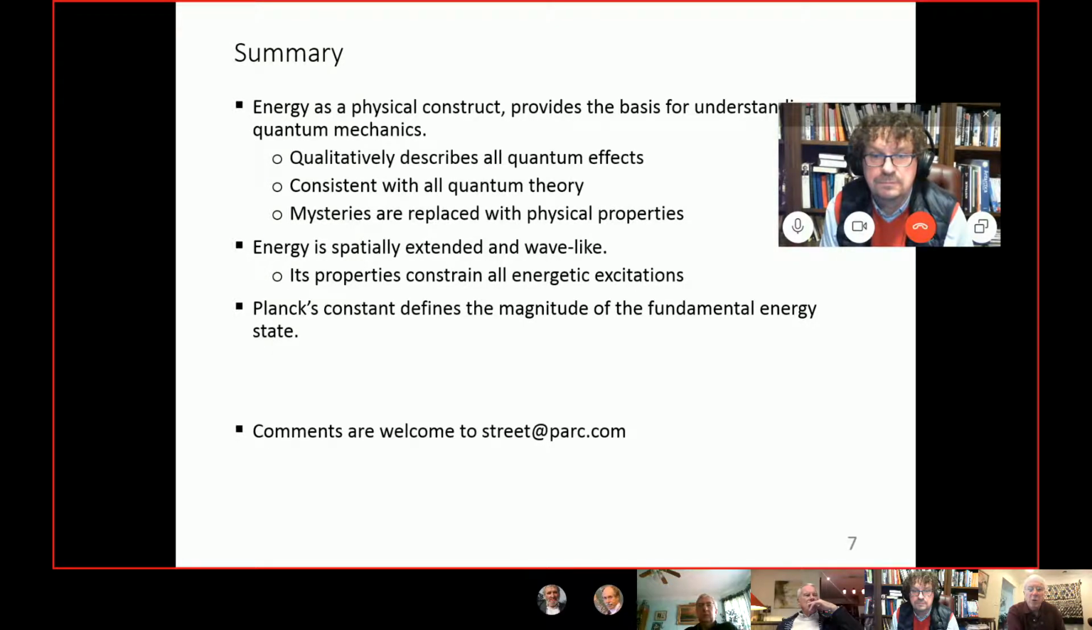And so, from all of this, the energy state, or the description of it through quantum mechanics, is that it is spatially extended and wave-like, and its properties are constraining all energetic excitations and providing the quantum properties. And then Planck's constant would be the magnitude of this fundamental energy state. So that's what I had to say. I'm interested in any comments.